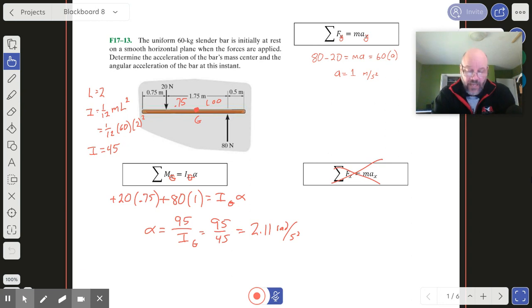Okay, and on all of these, we're going to be following this same basic procedure. A lot of times we may have to try to connect a tangential acceleration to an angular acceleration, and that's not too hard to do. I'll show you how to do that when we get to that point. But that's all there is for this one.